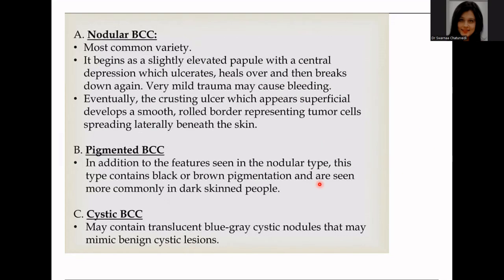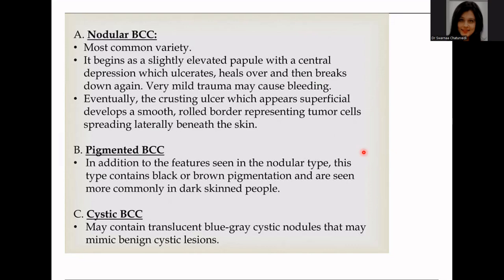So, nodular BCC is the most common variety, and it begins as a slightly elevated papule with central depression, which ulcerates, heals over, and then breaks down again. Very mild trauma may cause bleeding. Eventually, the crusting ulcers, which appear superficial, develop a smooth rolled border, which is characteristic of any malignant ulcer, representing tumor cells spreading laterally beneath the skin. The pigmented one will have black or brown pigmentation in addition to the features we saw in nodular BCC.